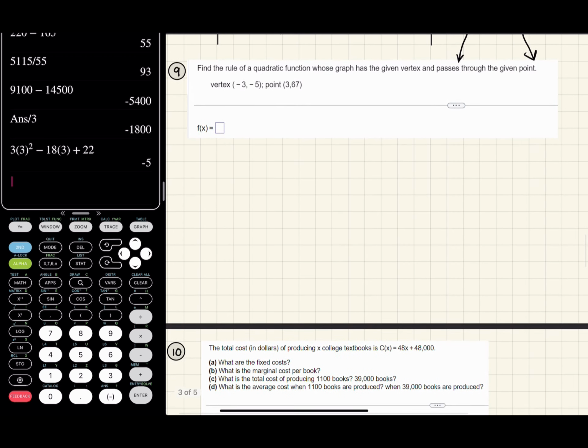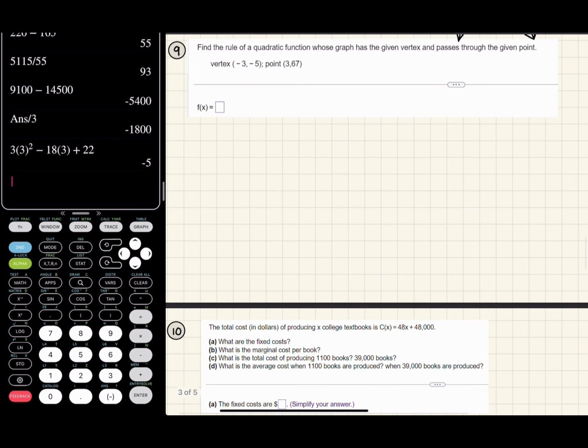Let's pop back up here to number 9. Find the rule of the quadratic function whose graph has the given vertex and passes through a given point. Well, if we're given the vertex and a point, it probably makes sense to use vertex form, which I wrote on the above problem, but I'll write it again here.